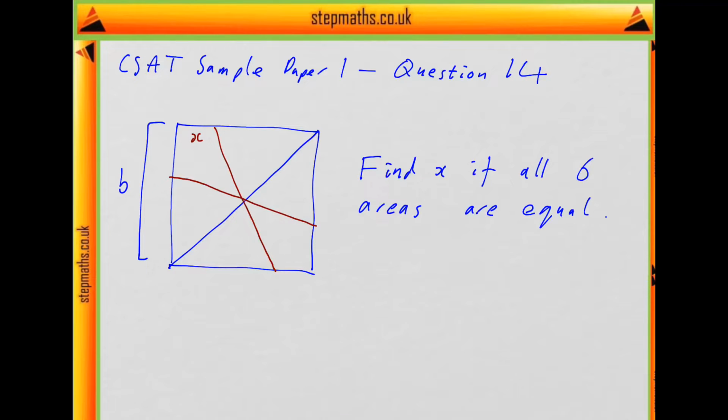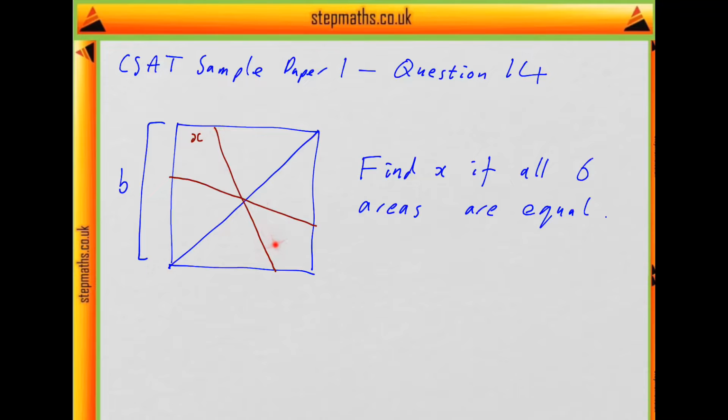This is question 14 from the first CSAT sample paper. Here we're given a square, we're told the side lengths are b, and we're asked to cut it with one cut that's the diagonal and then two other cuts, so the cuts all meet somewhere in the square. I've drawn it so it's symmetric, it doesn't necessarily have to be.